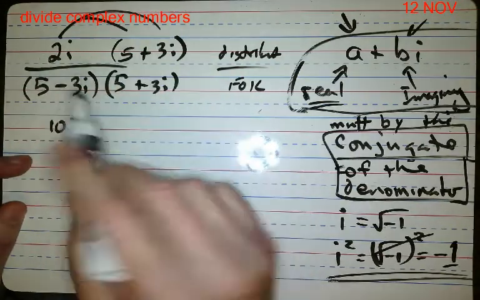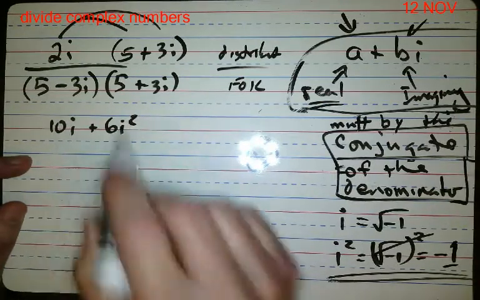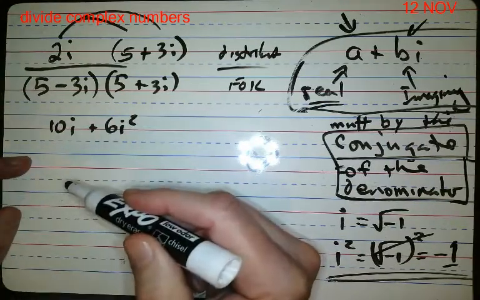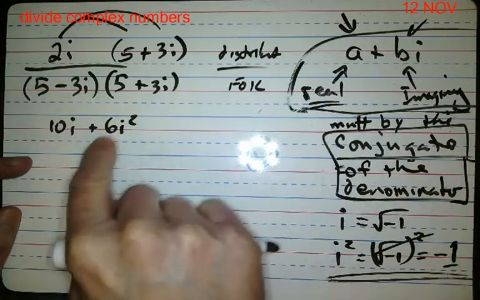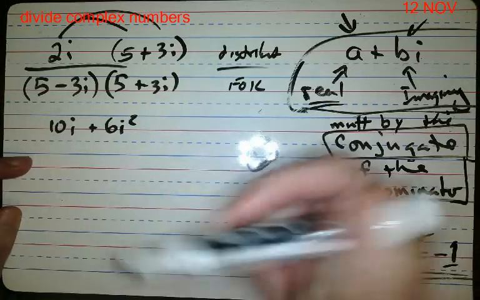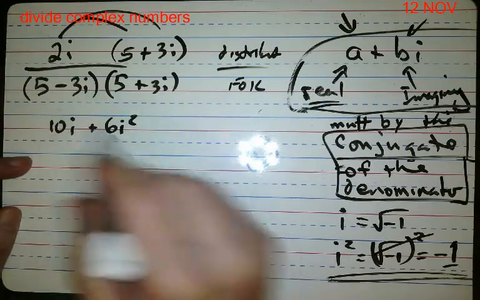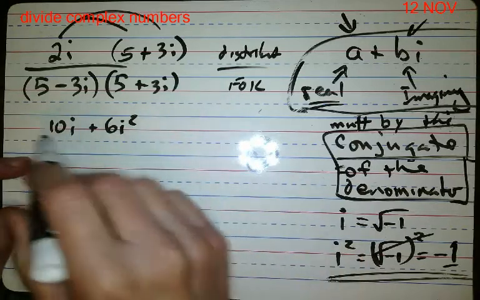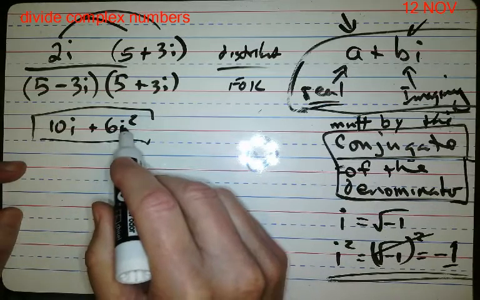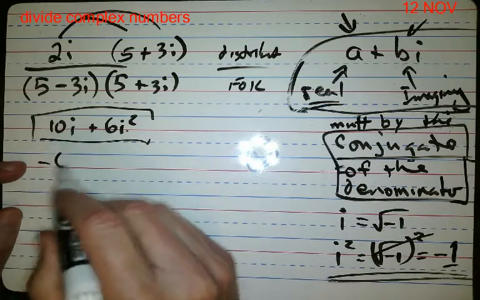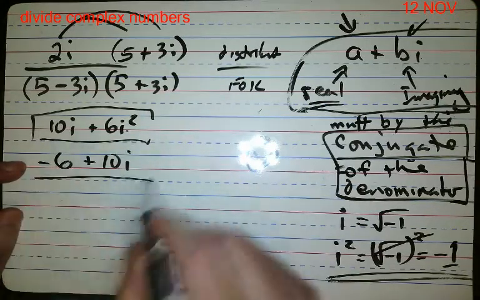This times this would be 6i squared. What is that? Somebody tell me. I squared is negative 1. That's negative 6. Let's rearrange this because this is not in the right order. So this is negative 1 times 6. So that's negative 6 plus 10i. So that's the top of the fraction.